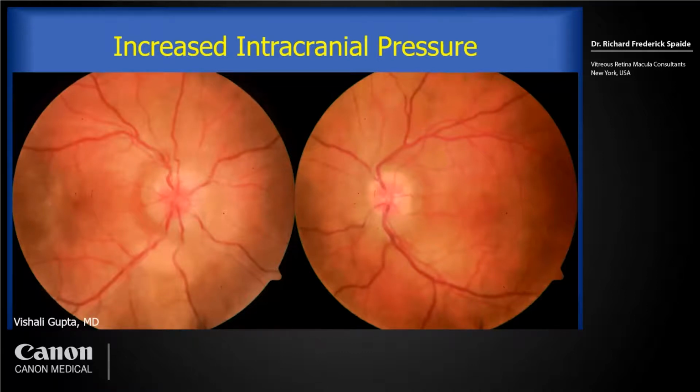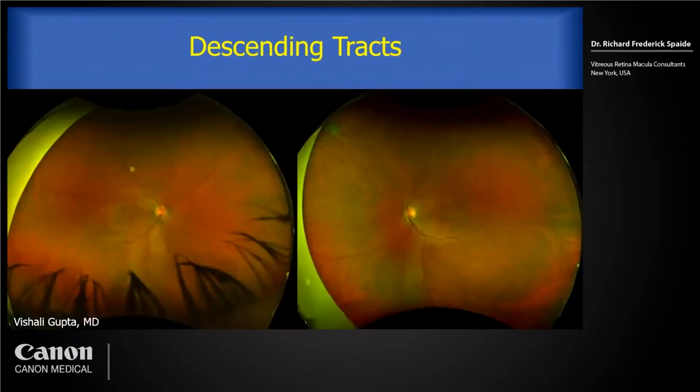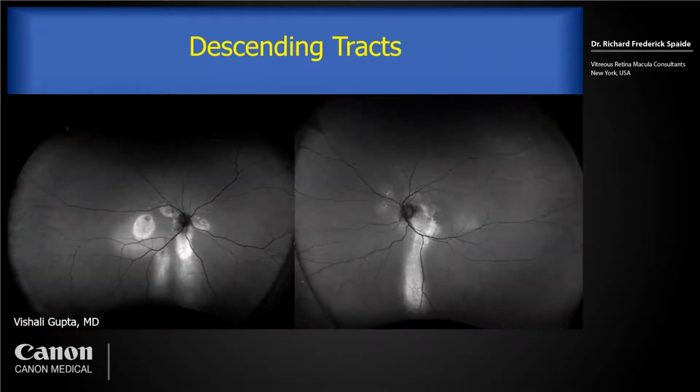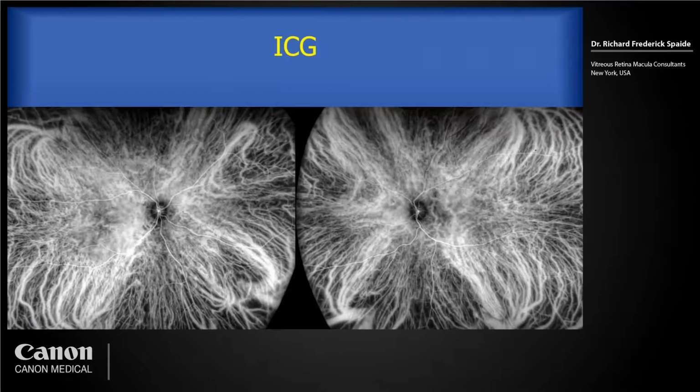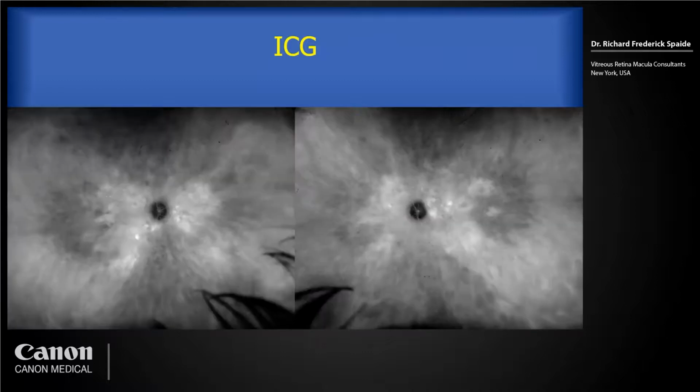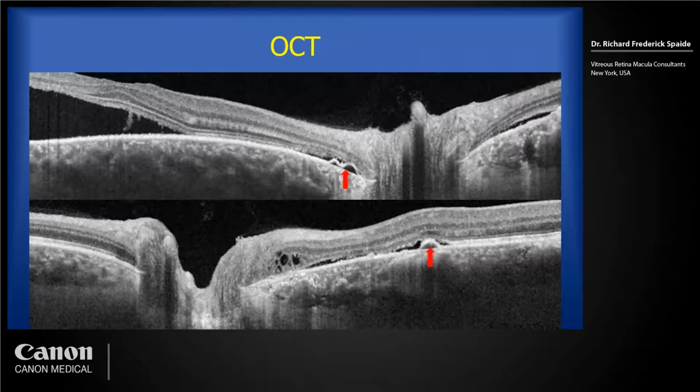This patient has transverse sinus stenosis, increased intracranial pressure, swollen optic nerves, and dilated veins. This patient has descending tracts of fluid, more easily seen on autofluorescence imaging. And you see the prominent number of intervortex venous anastomoses, as shown here, and late hyperpermeability. This patient had a thick choroid, retinal pigment epithelial detachments, and serous detachments of the macula.